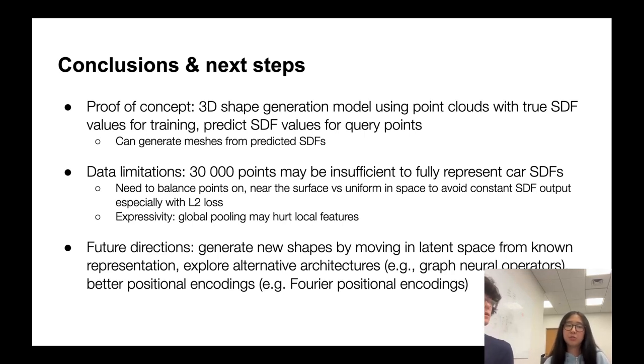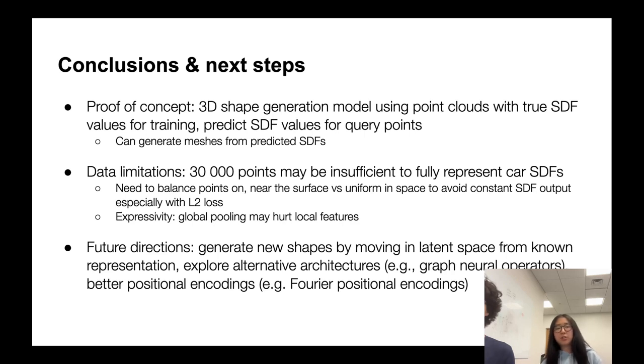However, there's also the need to balance the points, because while a lot of the information comes from points that are on or near the surface, because that's where the shell of the object is, there's a problem where things like L2 loss would not work well, because these SDF values are so close to the surface, they would be really small. The way the L2 loss would work, we would likely end up with a constant SDF output that's just one small value, and this would end up with low loss, but actually not be very expressive. And overall, the model is not as expressive as we would like because of something like global pooling, which may hurt local features.